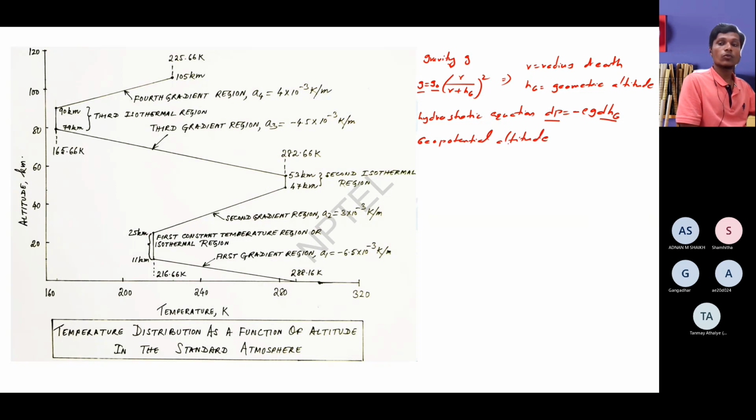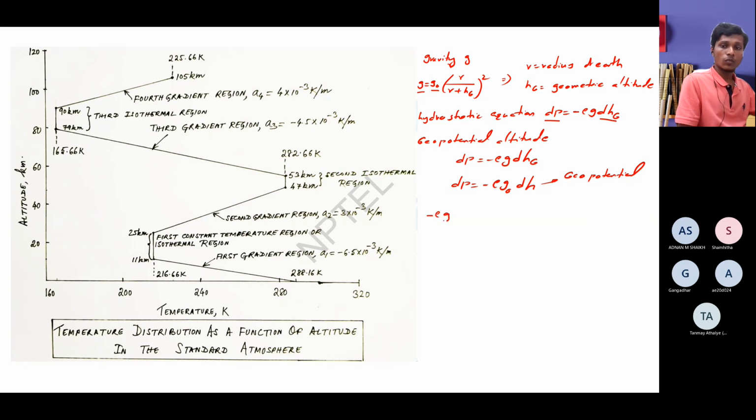Geopotential altitude. How can you define this geopotential altitude? If you are using the hydrostatic equation dP equals minus rho g dHg, just replace this g with g naught, that is, minus rho g naught dH. Here in dH there is no suffix g. Suffix g represents the geometric altitude; without the suffix, it represents the geopotential altitude.